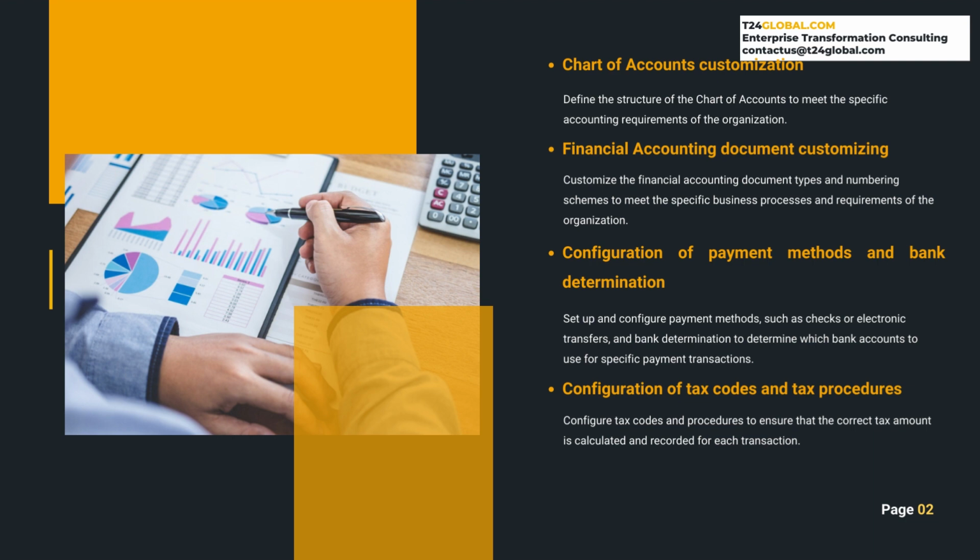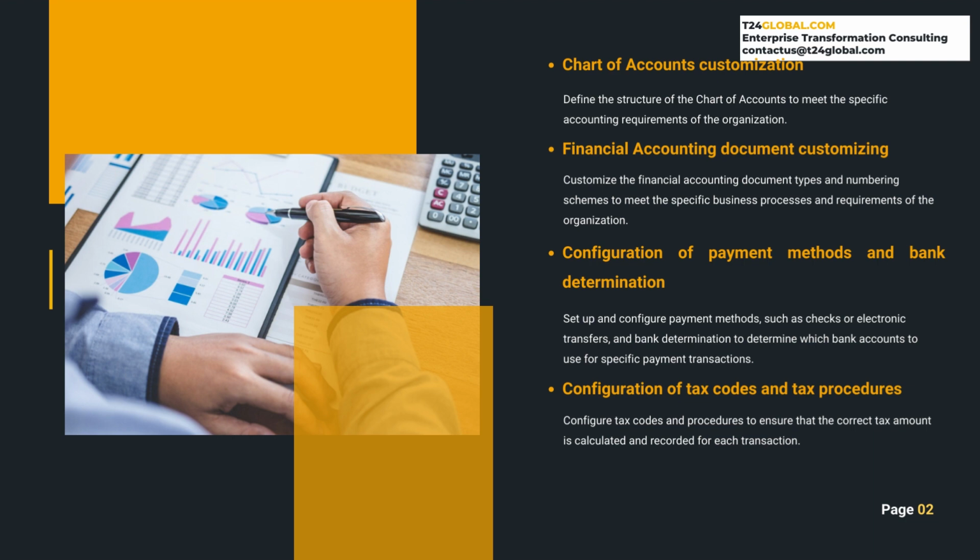Configuration of payment methods and bank determination. This customization involves setting up and configuring payment methods, such as checks or electronic transfers, and bank determination to determine which bank accounts to use for specific payment transactions. The key roles involved include the finance manager, who defines the payment methods, and the technical consultant, who configures the system. The activities involved include defining the payment methods, configuring the bank determination rules, and defining the house banks.